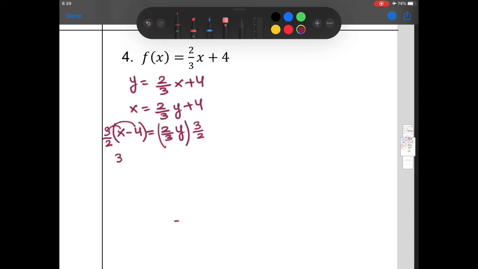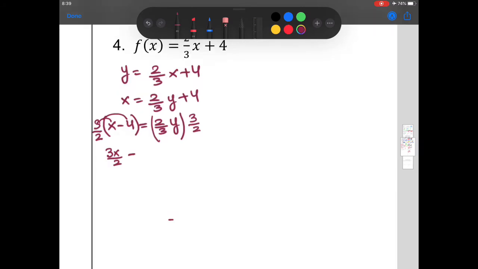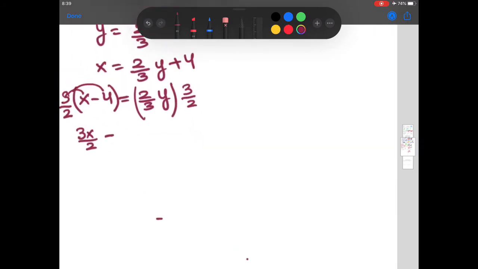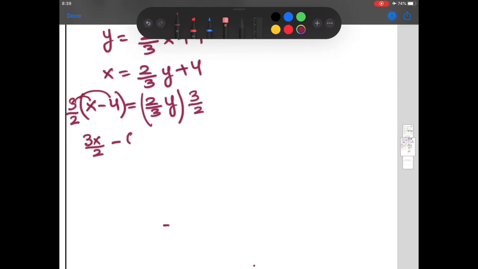So this would be 3x over 2. And what's 3 times negative 4? 3 times 4 is 12, and 12 divided by 2 is just 6. So it's going to be 3x over 2 minus 6 equals y, and the 2 cancels out. That's what your answer is.